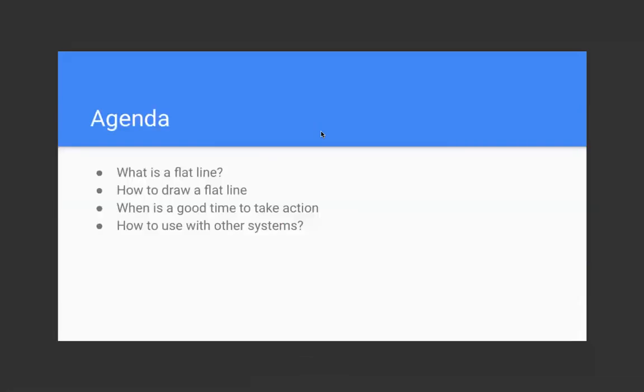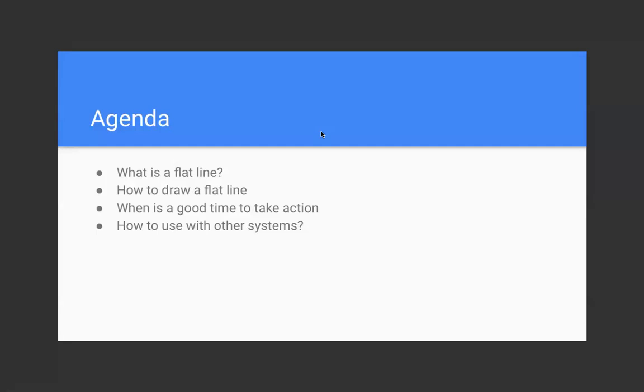So the agenda: today, what are we going to talk about? First, we are going to talk about what a flat line is, that means what it is and why we need to use it. Then we'll talk about the most important thing, how to draw a flat line. Most people draw the flat line so differently. It is very important to draw it the way most of the traders draw it.